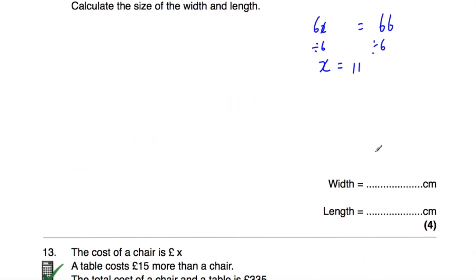So the width of the rectangle is 11 centimetres and the length of the rectangle is 25 centimetres. So let's write that down. The width is 11 centimetres and the length is 25 centimetres. And that's it. Okay, let's look at our next question, question number 13.